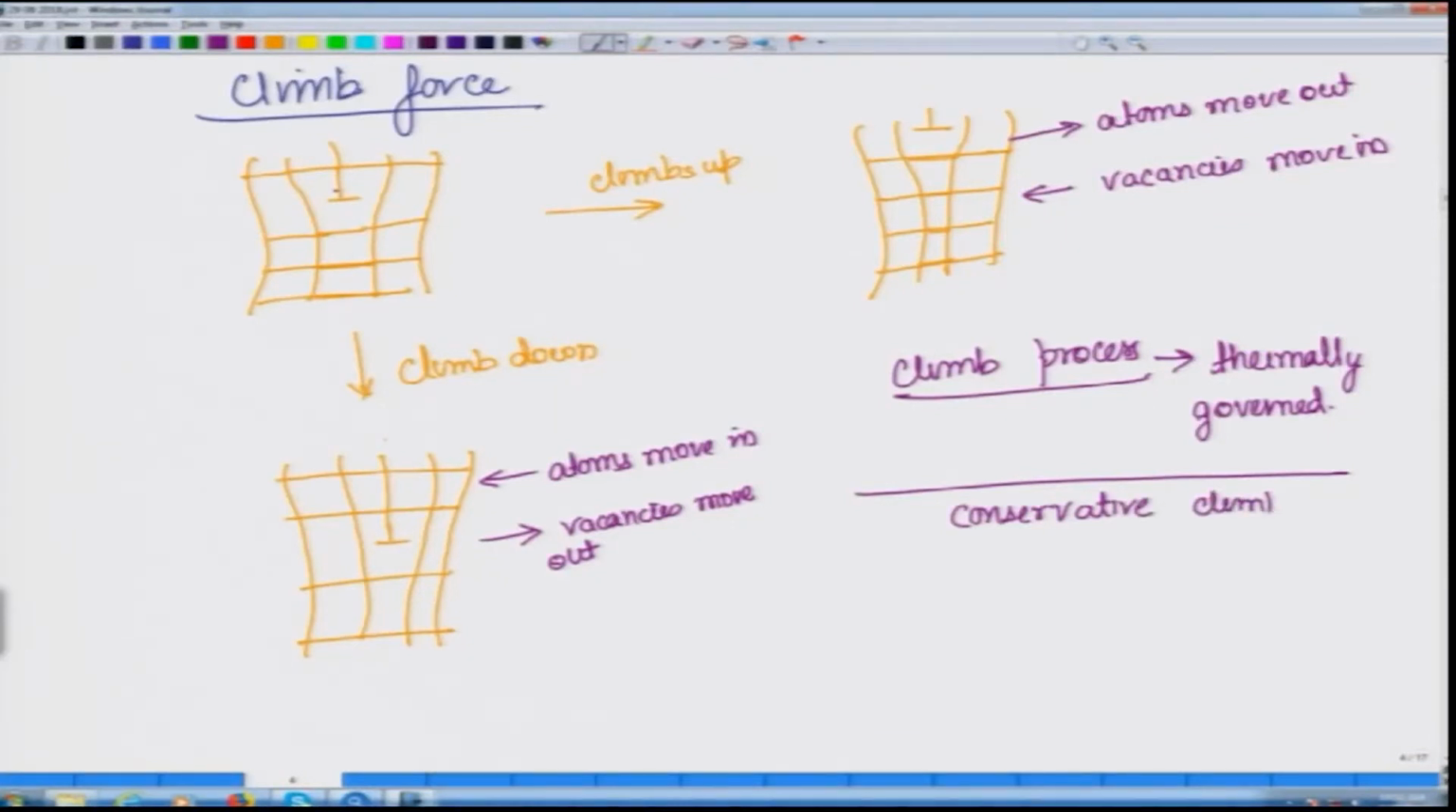For example, you can have a prismatic dislocation loop, like the one where we said that the Burgers vector is like this.